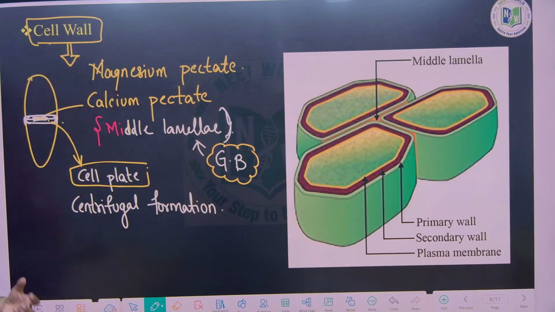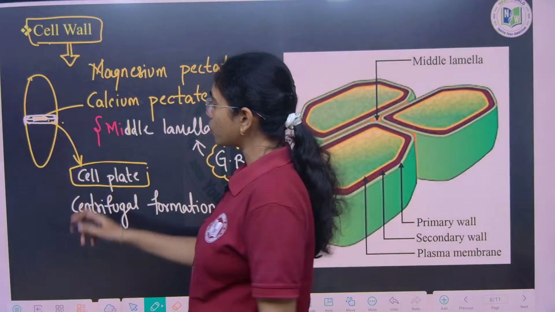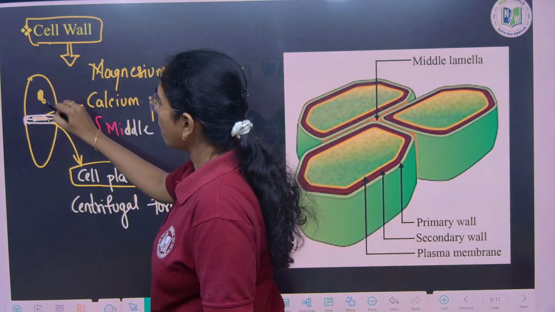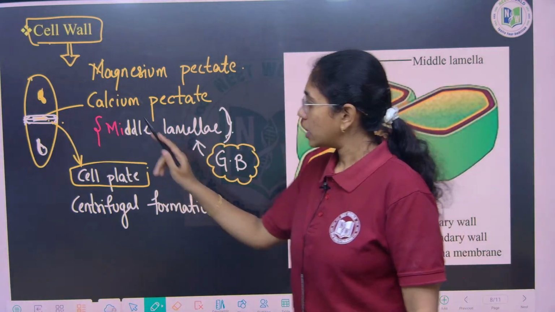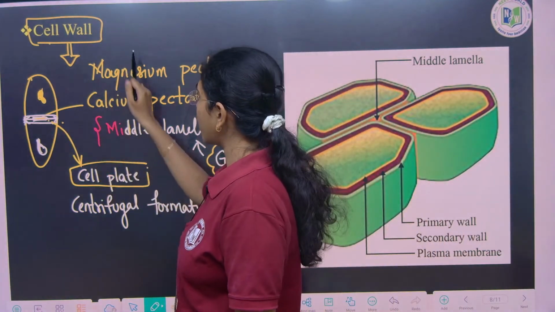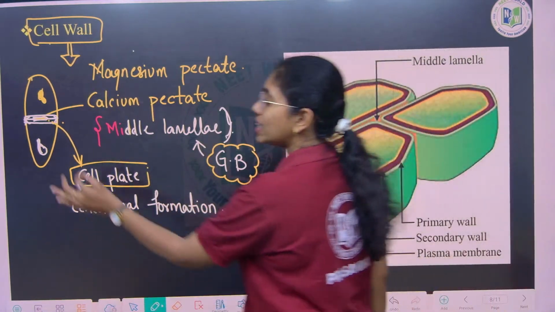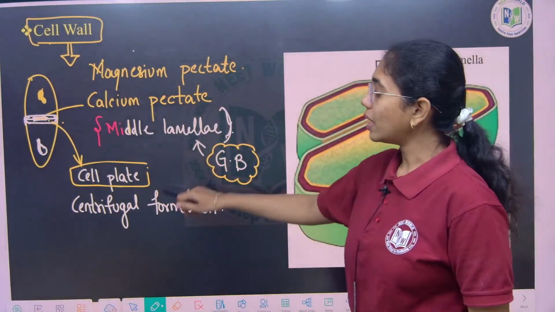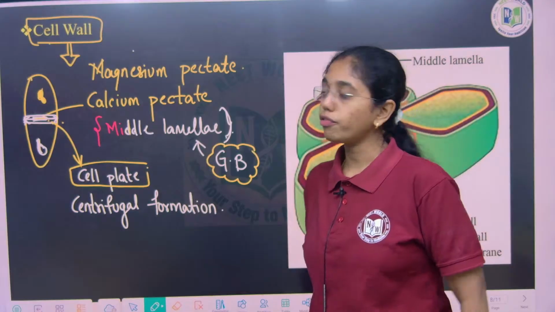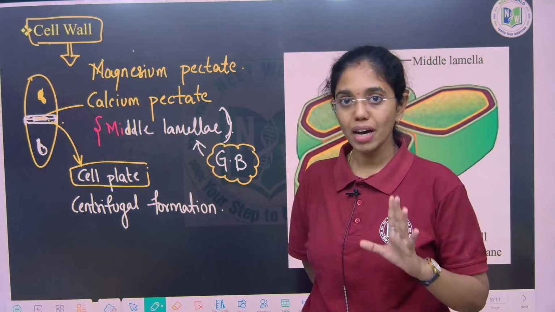Once again I will repeat. At the beginning, at the center, during the cytokinesis after telophase, what happens? At the center, middle lamella is formed. This middle lamella is rich in magnesium pectate and calcium pectate. These are synthesized from Golgi bodies. Once this is formed at the center, this moves towards the periphery, forming out what? Cell plate, and this mode of formation of cell plate is known as centrifugal method of formation of cell plate.